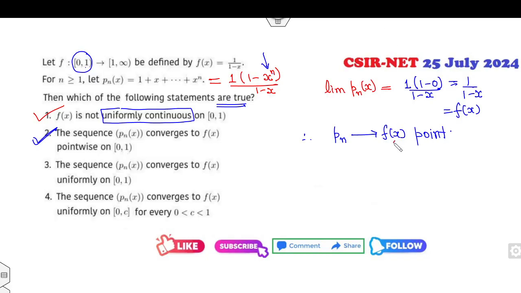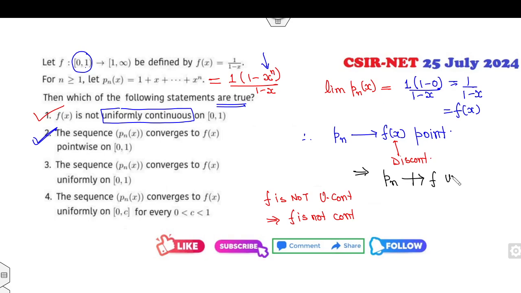Now, clearly, f is not uniformly continuous. What does it mean? It means f is not continuous, that is, f is a discontinuous function. So if f is a discontinuous function, Pn does not converge to f uniformly on the interval, because this function is not continuous at x equal to 1. So the option that the sequence converges uniformly on [0, 1] is cancelled.